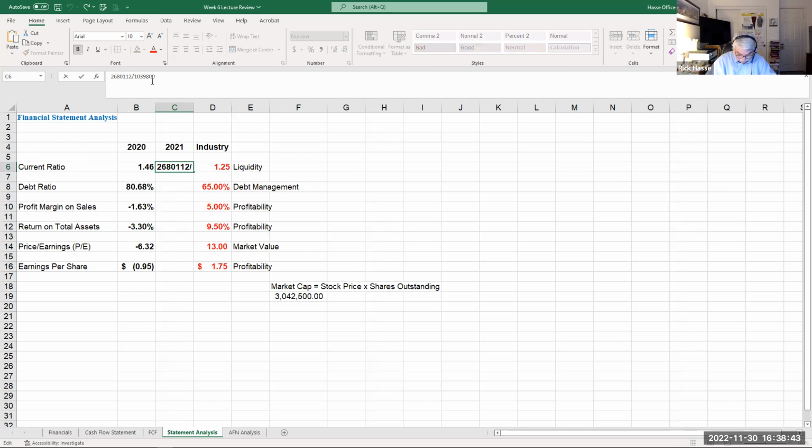Don't forget to put in an equal sign, Mr. Hassey. There we go. It's 2.58. The industry average for this industry that this company is in is 1.25 to 1. Well, 2.58 is a little ugly. And we know the answer of that.